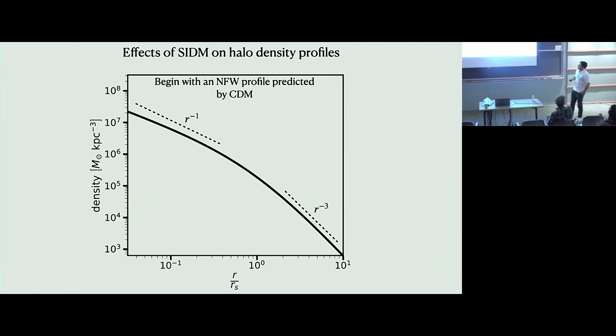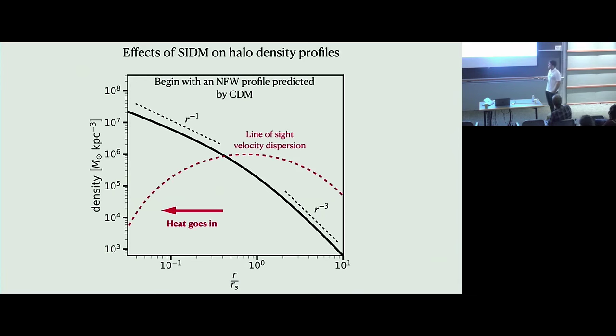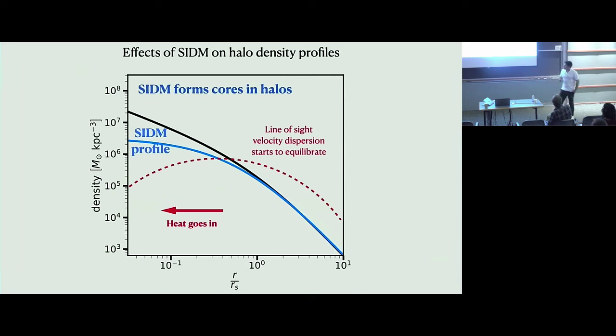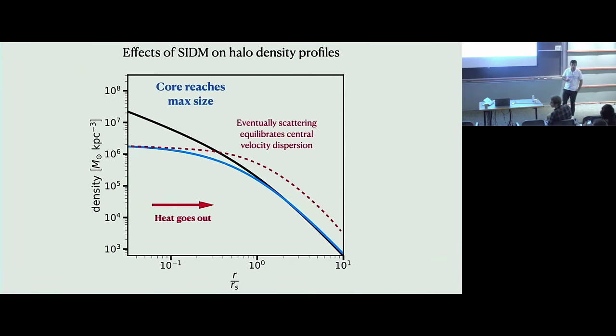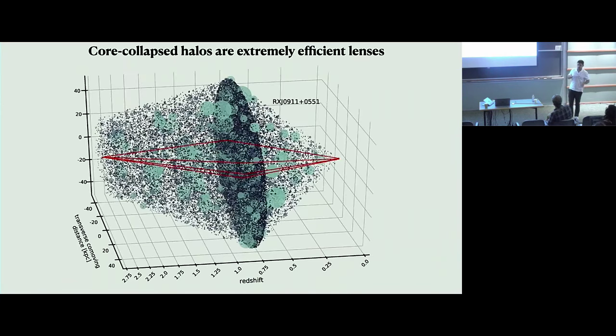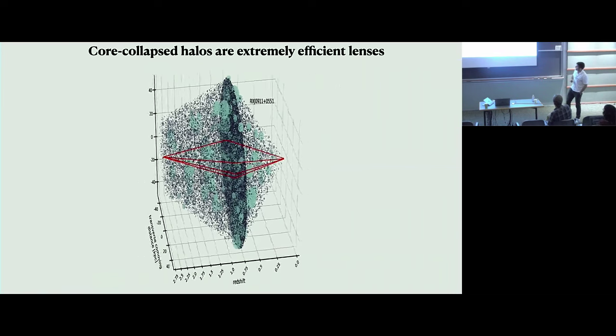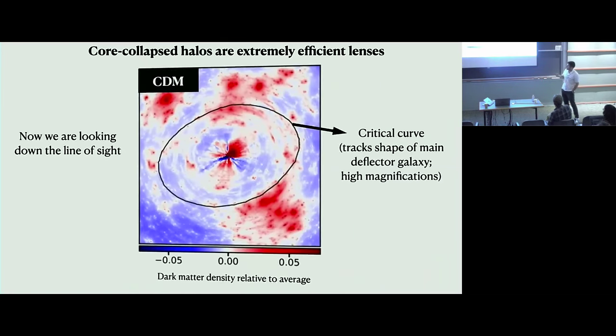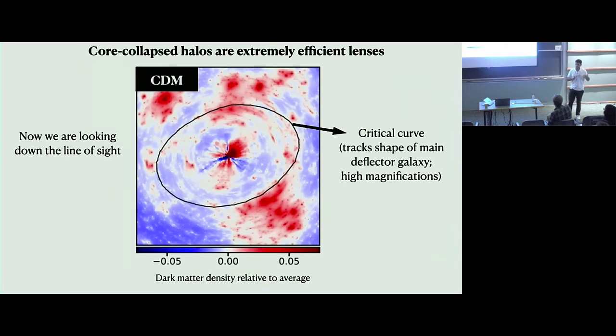And just to be clear about what I mean, if you start with the CDM halo profile here and you turn on self-interactions, you get first a core that grows until it reaches some maximum size, and then eventually this process turns around and the core collapses. So these objects look like power laws in mass, like r to the minus 2.5, r to the minus 3 almost in some cases. And the connection with lensing is that a core-collapsed object becomes a very efficient lens. So if we look at this three-dimensional view of a lens system, and we start looking down the line of sight, here I've chosen a color scale that represents the density in dark matter halos.